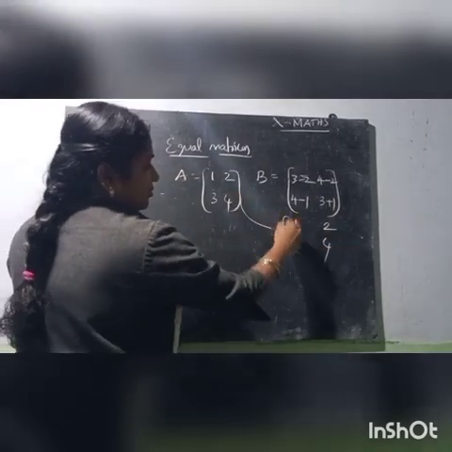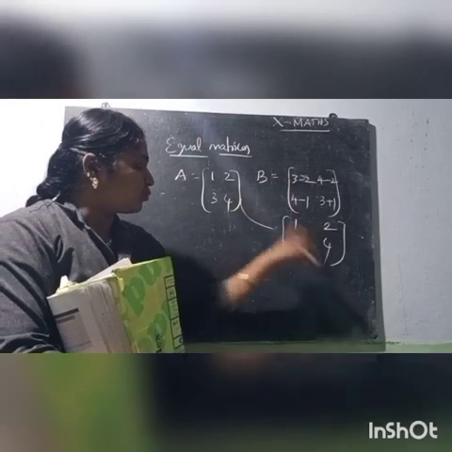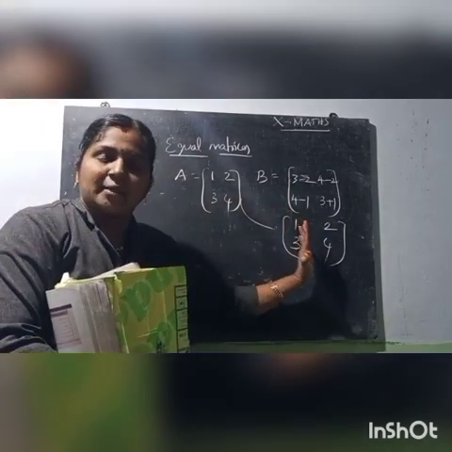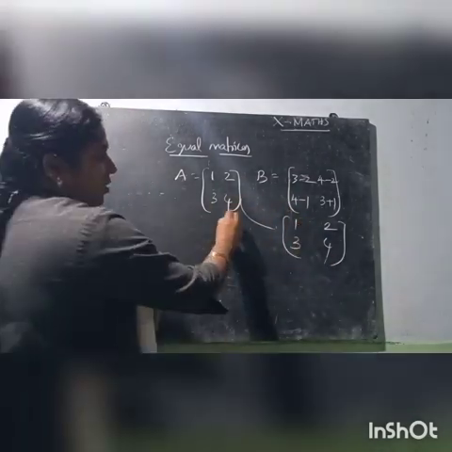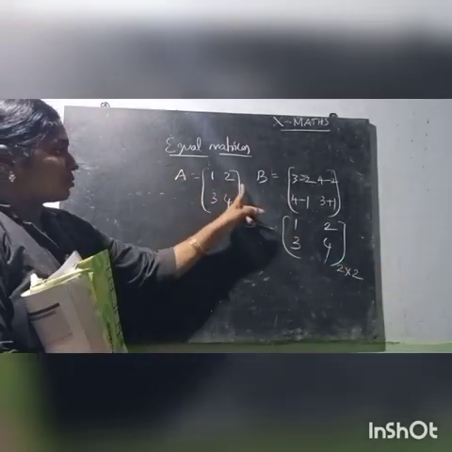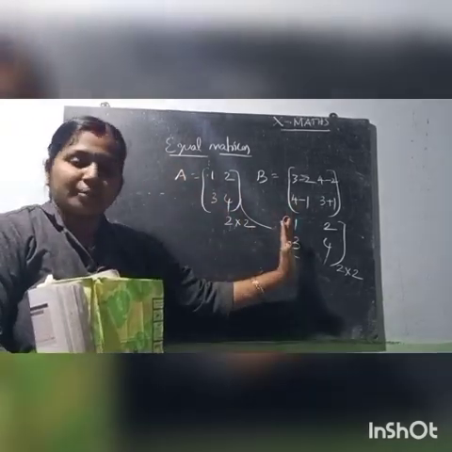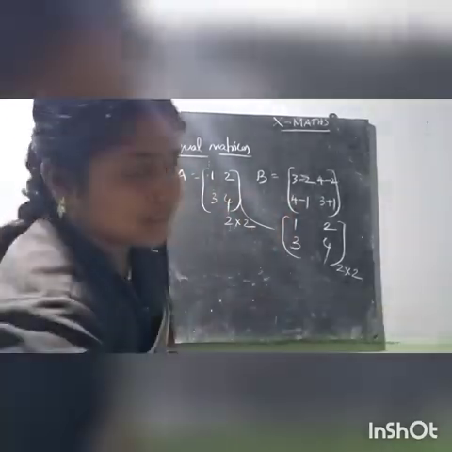See, all 4 elements are the same: 1, 2, 3, 4. So both A and B matrices are equal. Orders are also the same, 2 cross 2 and here also 2 cross 2, 2 rows and 2 columns. So order and elements should be equal in equal matrices.